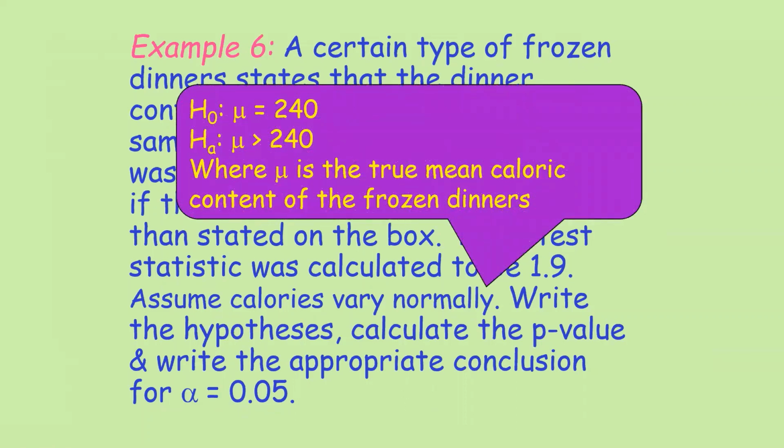Okay, so start with our null. Actually, we start with assumptions. It says that it's normal. It says that it's random. And it already tells us the t-statistic, so sigma is unknown. So our null would be that we're assuming true, our mu equals 240 calories. We're testing to see if our mu is greater than 240. And what does mu represent? The true mean caloric content of the frozen dinners.